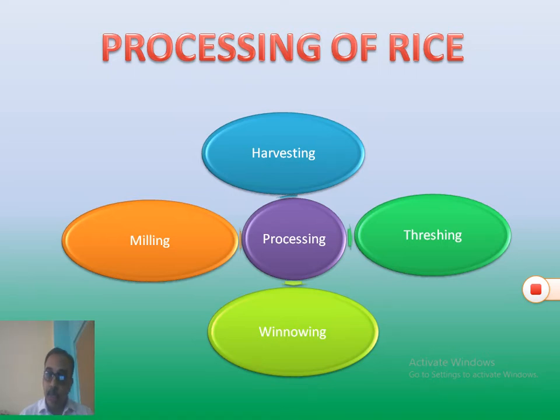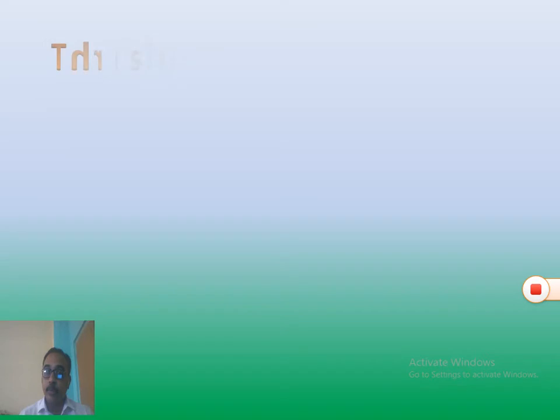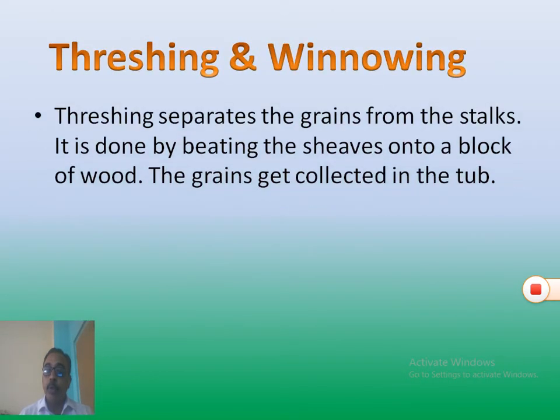Harvesting, we know, is cutting down the rice plants. Now, after we take the rice plants off the field, the next step is threshing. So what is threshing? Threshing and winnowing. Now what is threshing? Threshing separates the grain from the stalks. It is done by beating the sheaves onto a block of wood. The grain gets collected in the tub.